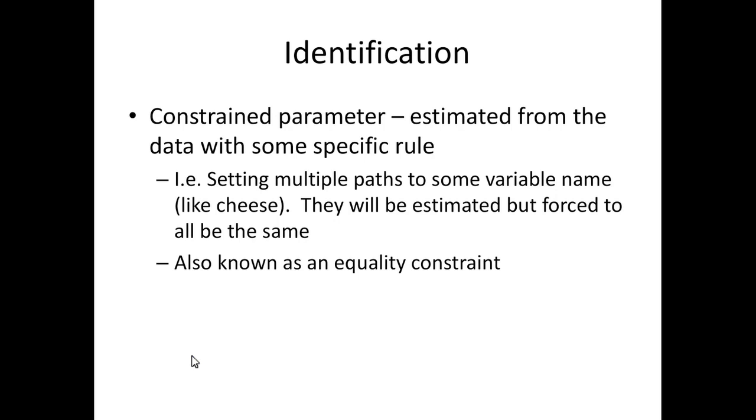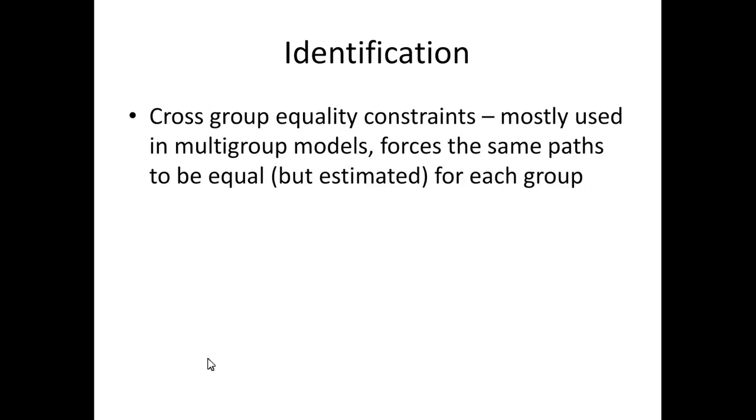That's often called an equality constraint, and we'll deal with those when we get into multi-group models, where we're going to force the groups to have the same estimates. So I'm still estimating, but instead of 2, I'm estimating 1 for both groups. Cross-group equality constraints are for multi-group models. It says estimate this path, but make it equal for each group.